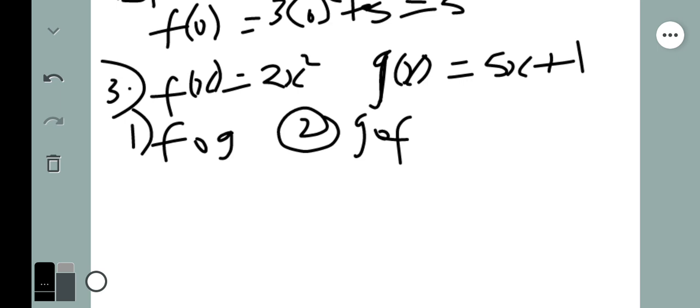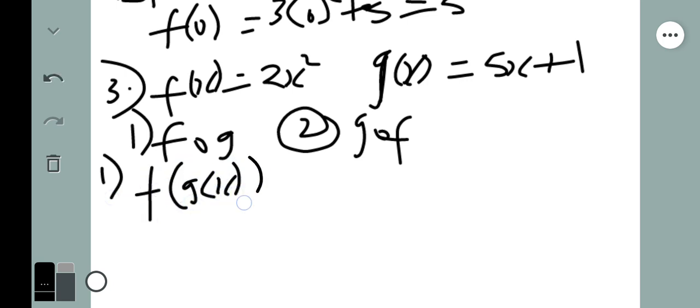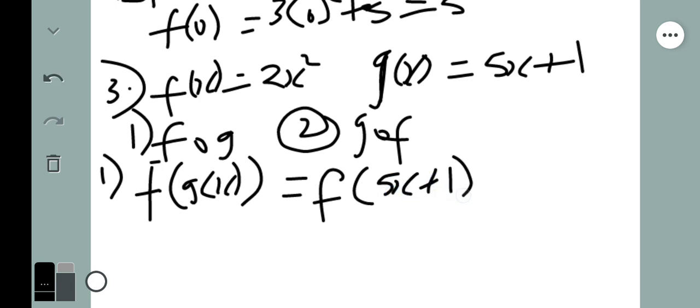What's the meaning of fog here? Fog here means f of g of x. So how do we find that? Very simple here. First of all, we need to find what is g of x. G of x is 5x plus 1. That is f of 5x plus 1.